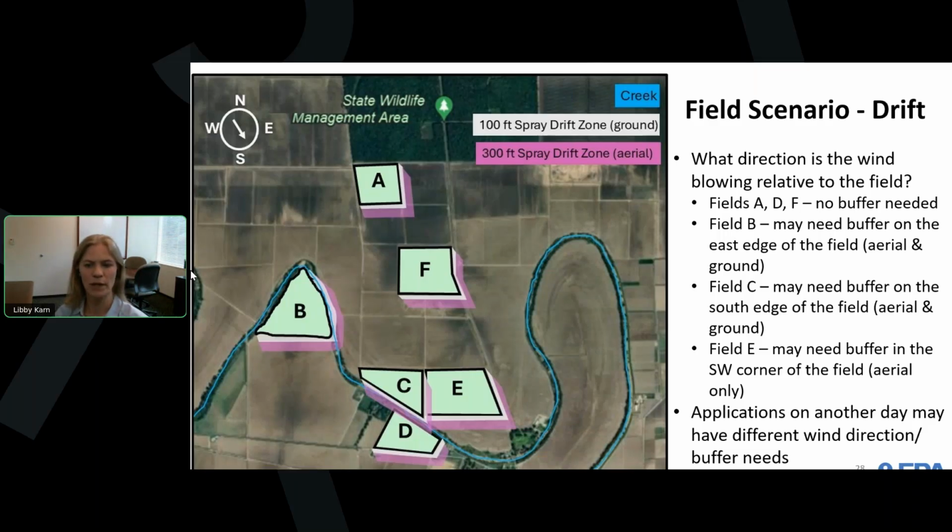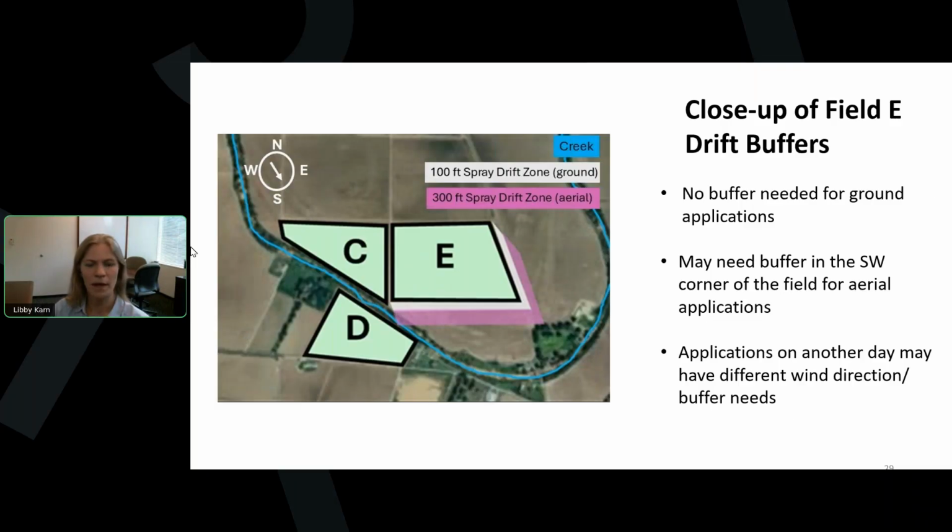Field E has one corner that is close to the creek and is 250 feet away. The distances here are a bit hard to see on this landscape map view, so I'll show a close-up of this field on the next slide. Here we can see field E with the maximum downwind spray drift buffer sizes. And I've removed the buffer zones for field C and D to make field E easier to see. Because this field is more than 100 feet from the creek, no spray drift buffer would be needed for a ground application. However, the field is within the 300-foot drift buffer distance for aerial applications.